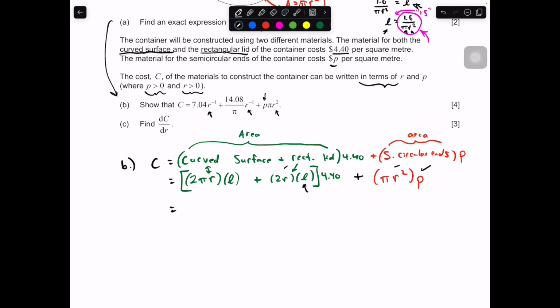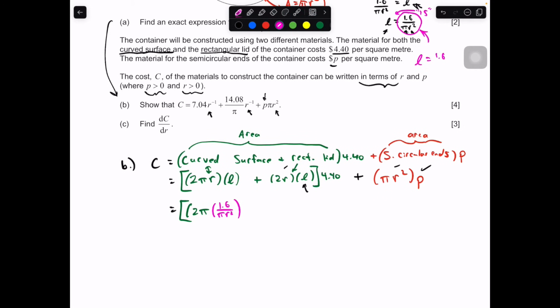So all of this is equal to 2 pi, and then L is equal to 1.6 over pi r squared. I'm actually going to use a color, 1.6 over pi r squared, because that's what L is.